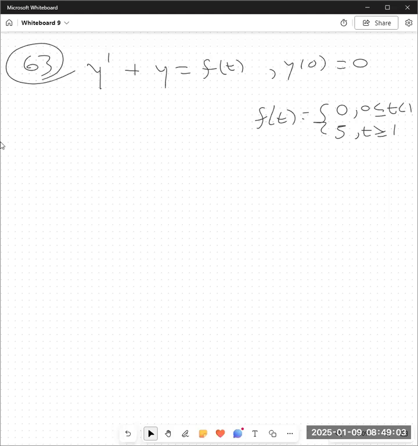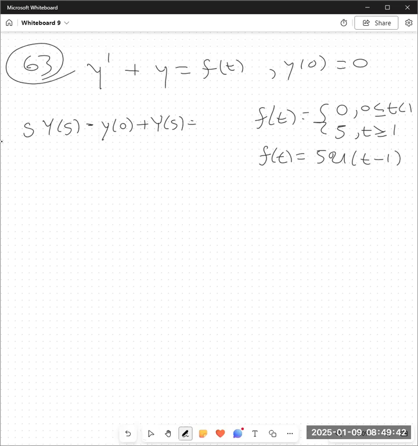So when I take the Laplace transform of the left-hand side, I get s capital Y of s minus little y of 0, plus capital Y of s, is equal to the Laplace transform of f of t. Let's figure out what f of t is first. It is 5 times the unit step function of t minus 1.